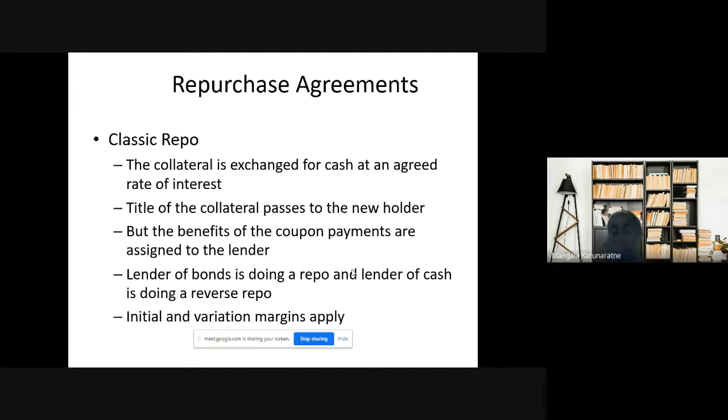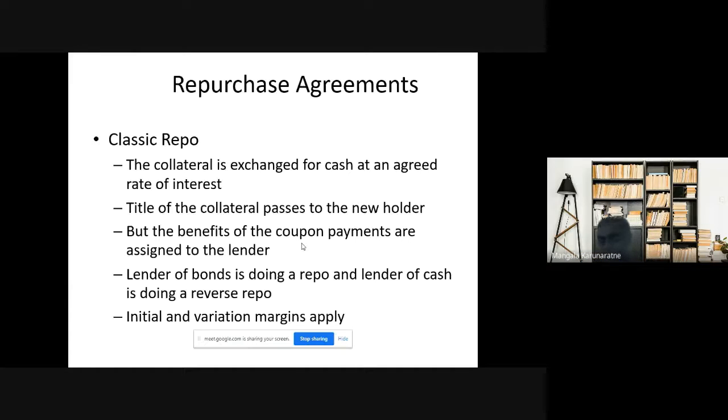So if you have any questions, if my explanation is not clear, just ask, right? Now, the benefits of the coupon will remain with the person who originally transferred this security to the reverse repo person's CDS account. And the next point here is initial and variation margins apply. What are these?